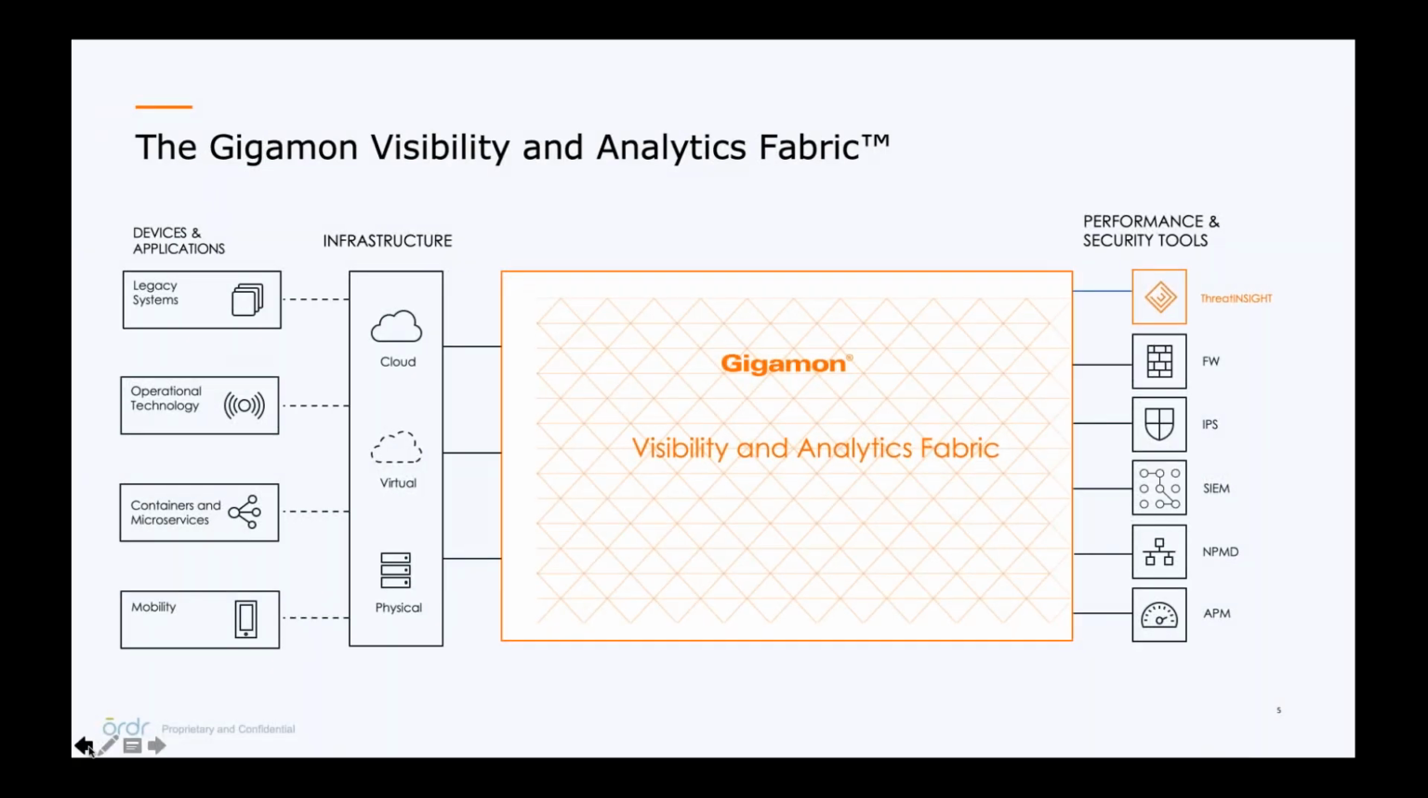Gigamon offers a visibility and analytics fabric, which allows you to get access to traffic from multiple points of different types, from different environments. It doesn't matter whether it's physical or virtual. Get access to that traffic, then bring it back and aggregate it together, sort it out, and feed it out to the various monitoring applications that need to see it.